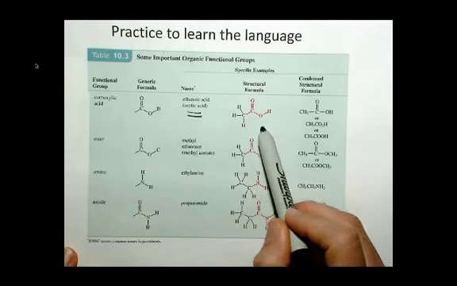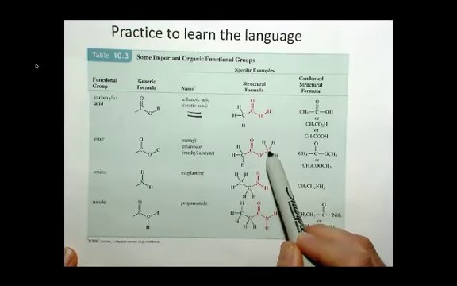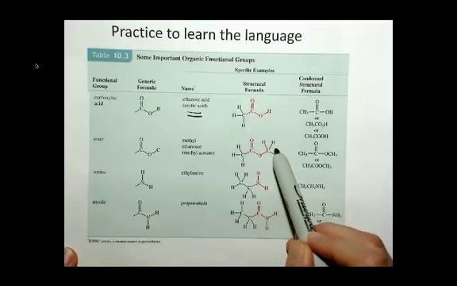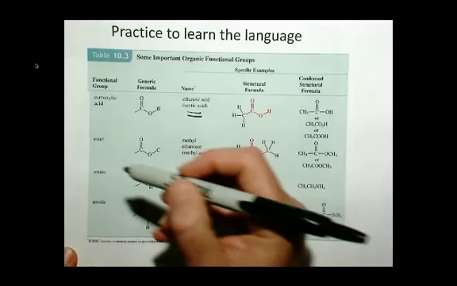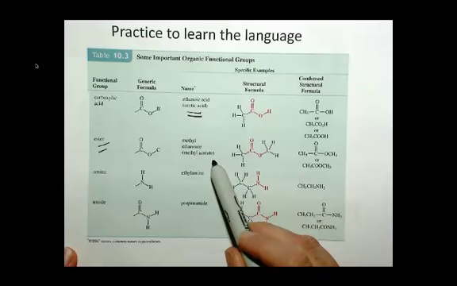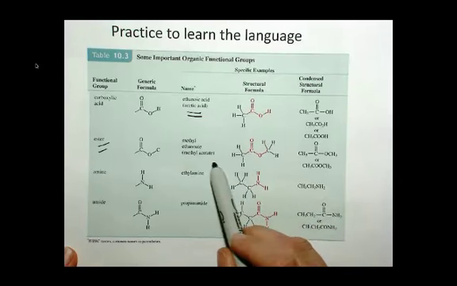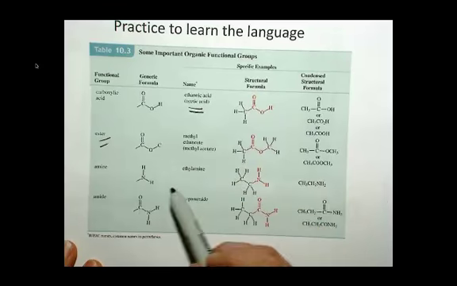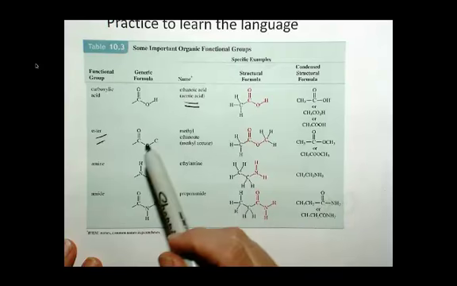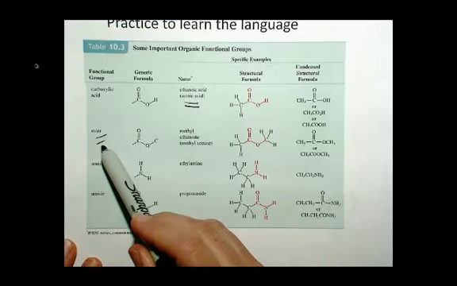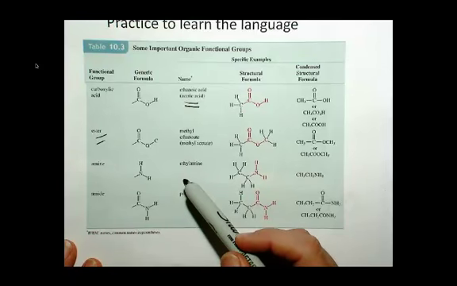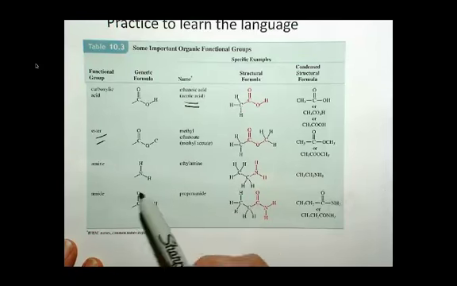When the C double bond O is not at the end, and there's a carbon continuing on the other side of it, then that is called an ester. And here's a simple ester, methyl ethanoate or methyl acetate. Anyway, esters are found a lot in nature, as are all of these, but in particular, they normally have a nice smell. So the nice odors that come from flowers and whatnot are typically esters.